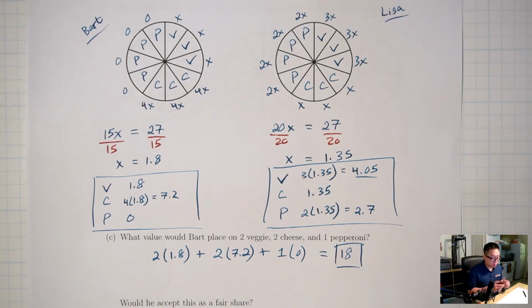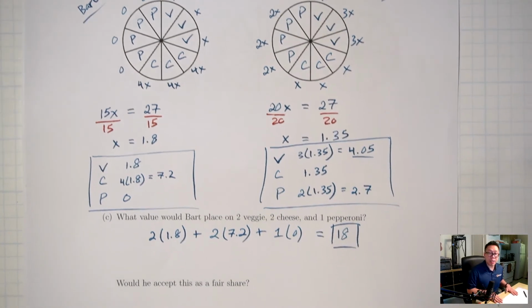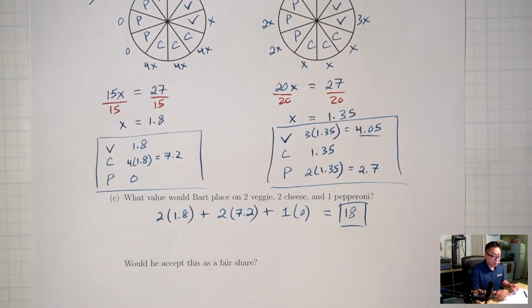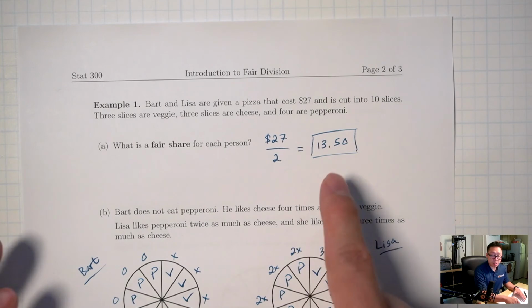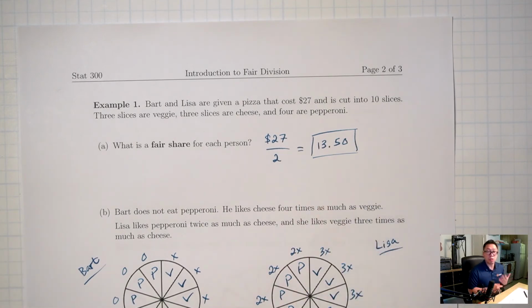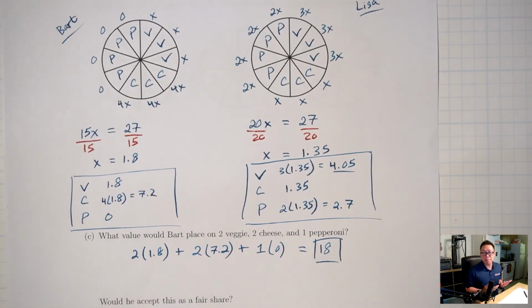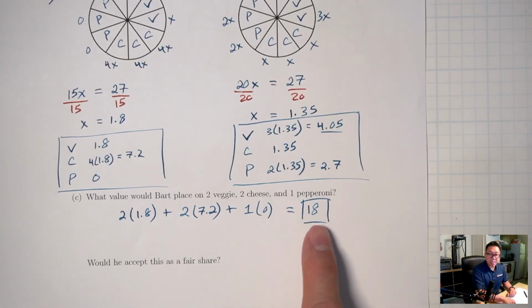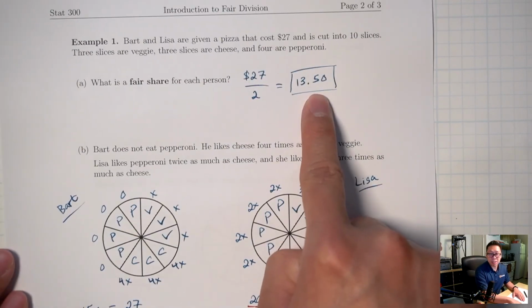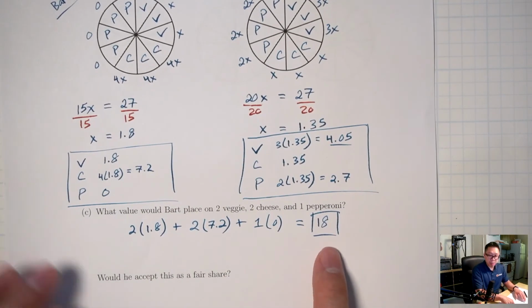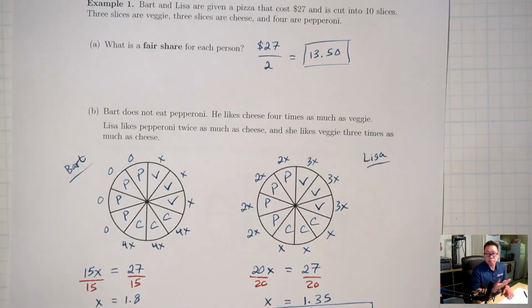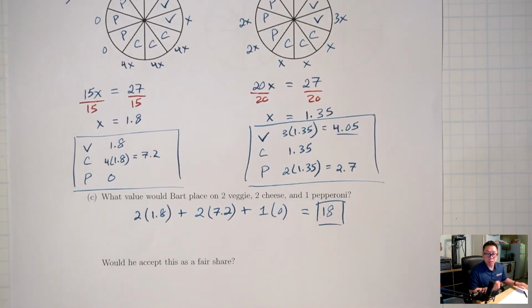Now, question is, would he be happy? So would he accept this as a fair share? So his fair share, right, is 13.5. So this, remember, meant that's how much pizza he deserves. So in his eyes, he deserves $13.50 worth of pizza. If we gave him 2 veggie, 2 cheese, 1 pepperoni, would he be happy? Yes, he would. He would be very happy because in his eyes, he got $18 worth of pizza. So he got more than what he deserves. So as long as what we give him is more than the fair share, they should be happy. So yes, he would accept this as a fair share.